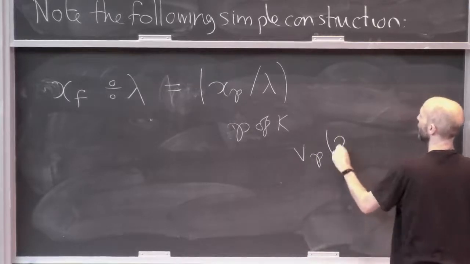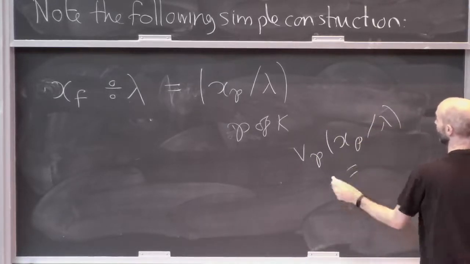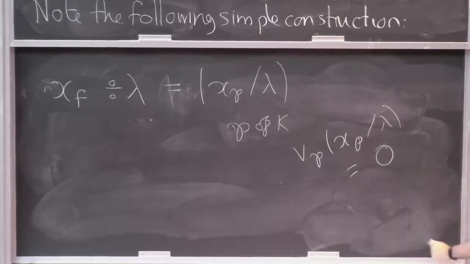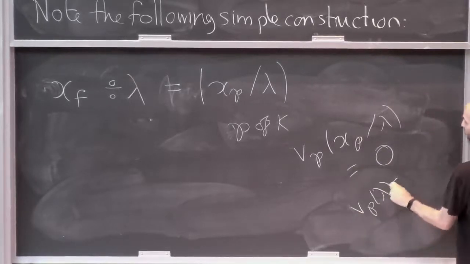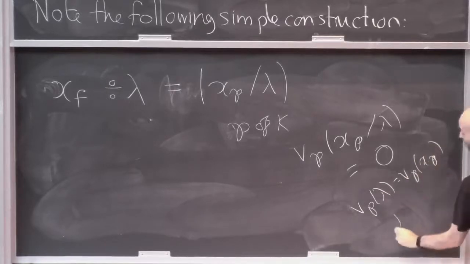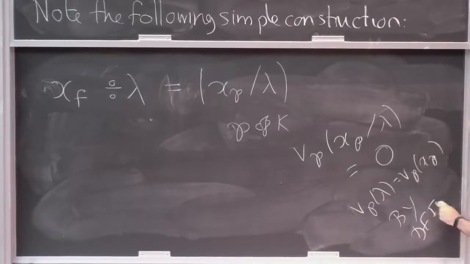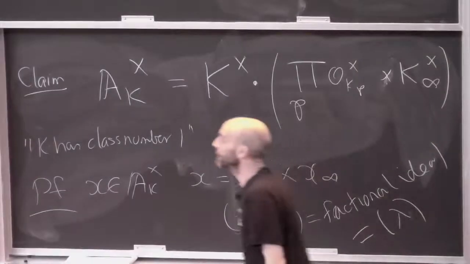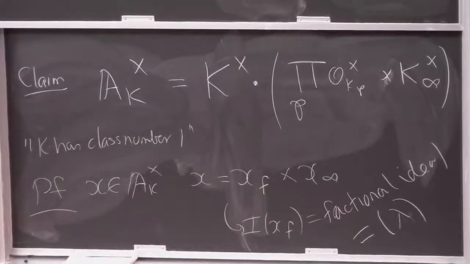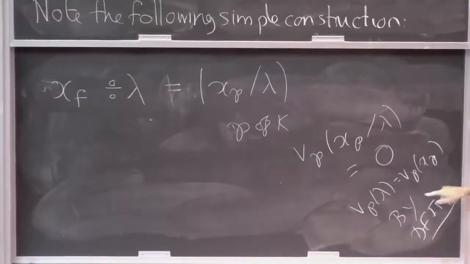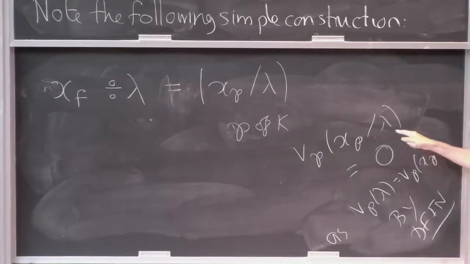The p-adic valuation of xp over lambda is 0, right? Because that's the definition of lambda: Vp of lambda equals Vp of xp by definition. That was how we defined lambda. Vp of xp is the power to which p occurs in this I of x, and this I of x is principal, so it's the ideal generated by lambda, and you get product p to the mp, where mp is the valuation of lambda. So these are the same, and so the valuation of that is 0, right? And so you see we're finished.